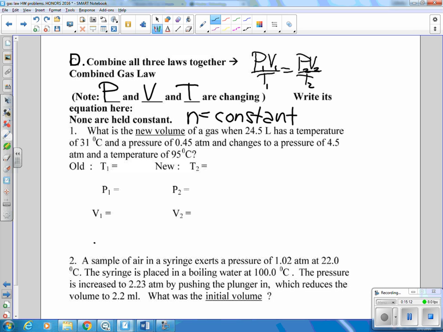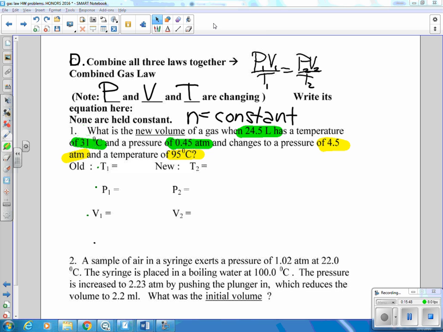In these problems, you're going to be looking for what everything is. You have a volume, a temperature, and a pressure. All three of these are involved with the similar conditions, and then you've got this new pressure and this new temperature. The ones in green are your old ones, and the ones in yellow are going to be your new conditions. Okay, so let's write those in.